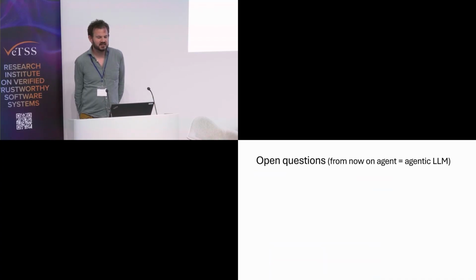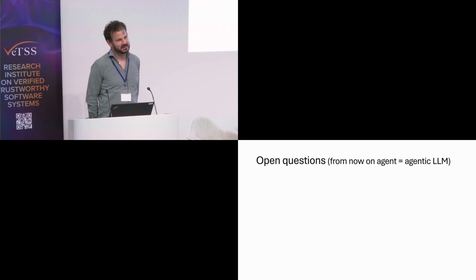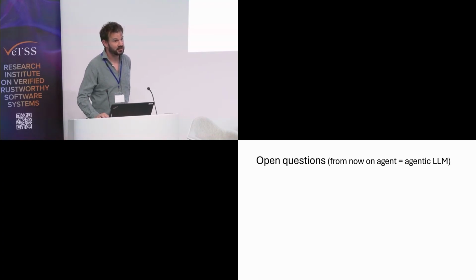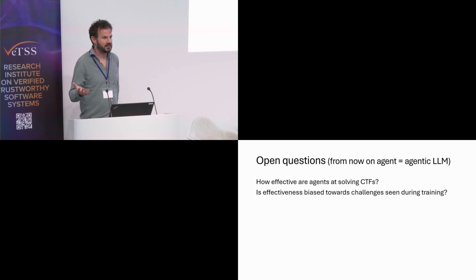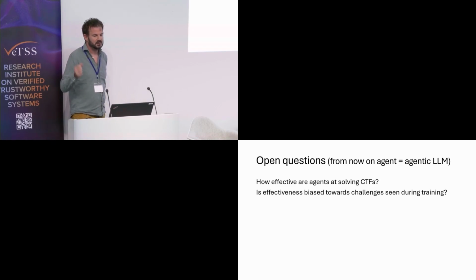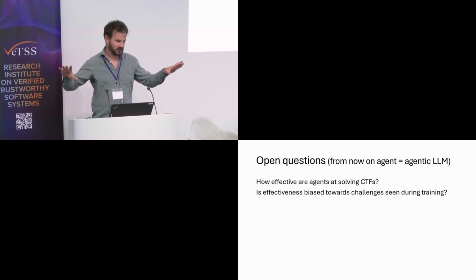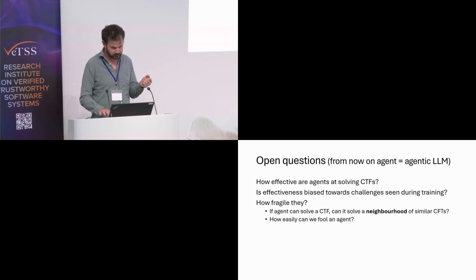So that raises a number of, let's face it, much less interesting questions than proper formal verification questions, but nevertheless, interesting questions about the capabilities of these agents. I'm just going to say agent rather than agentic LLMs. How effective are they at solving these capture the flag competitions? Is their effectiveness biased towards the sorts of stuff they saw during training? I mean, of course, they are what they saw during training, but there's a question about to what extent they've seen a diversity of examples that they're going to be able to generalize from, versus actually just being very good at certain examples because they literally saw those examples.